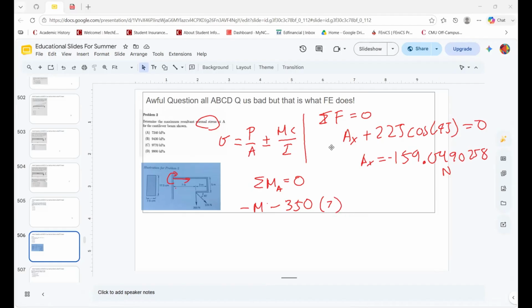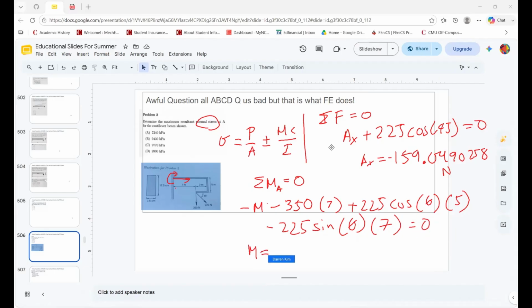And then it's going to be plus 225 cosine theta, right? Equals 225. And then it's going to be multiplied by 5. And it's going to be minus 225 sine theta, which is 45 degrees. And then this one is also 7 equals 0. So M equals this result over here. So we can get our calculator out on it and then grab this already.